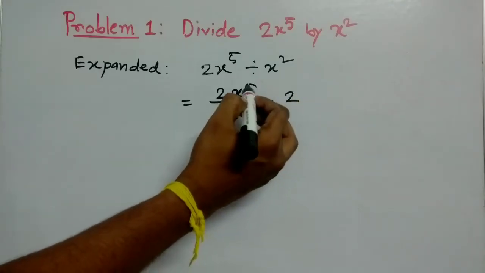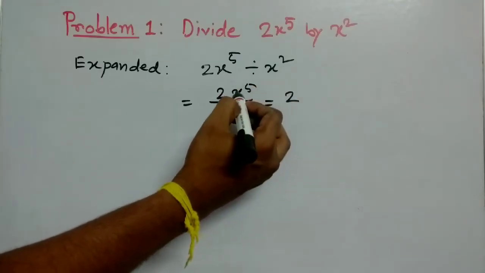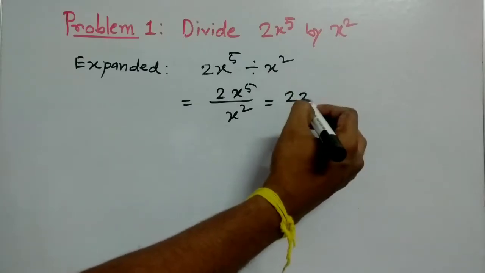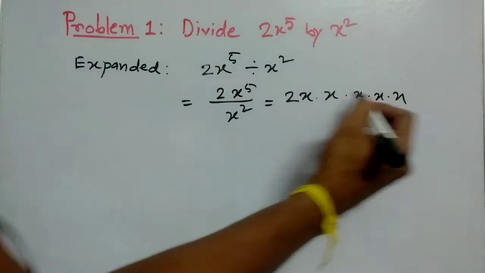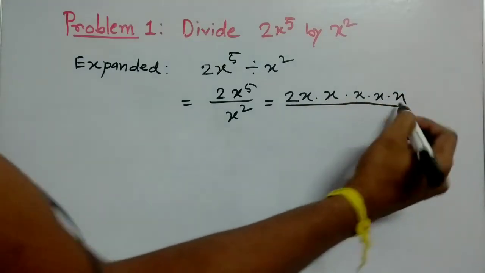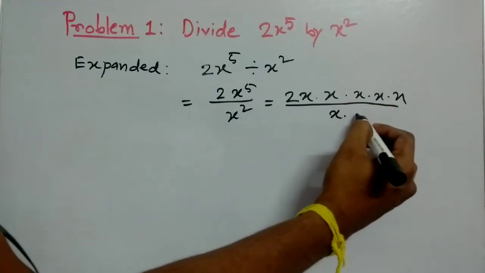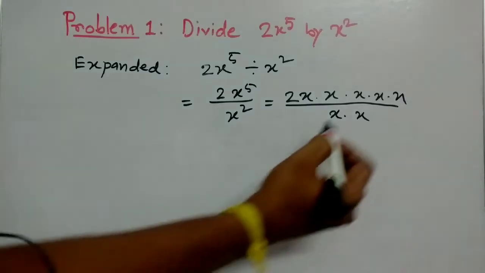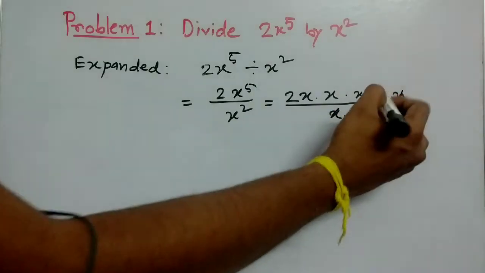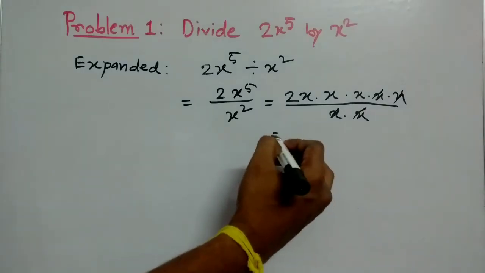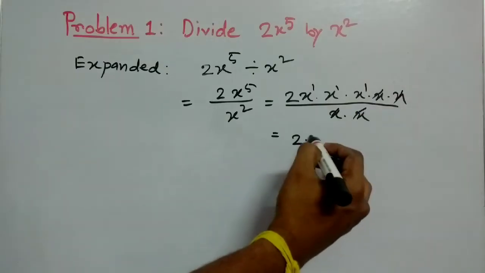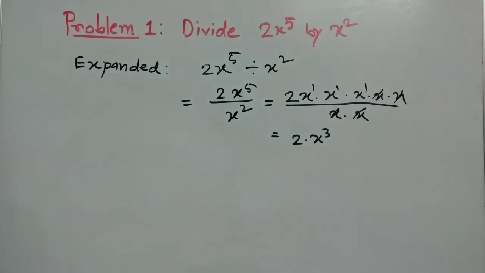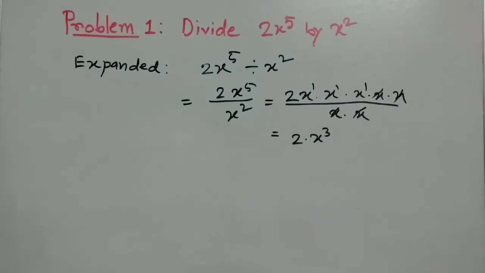So x to the power 5 means x is multiplied 5 times, that is x into x into x into x into x. Now here x square means x into x. So this x and this x will be cancelled. So what is left? 2 into x to the power 3, because 3 x's are multiplied.